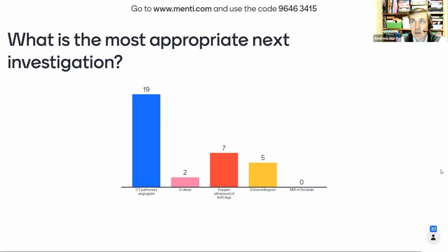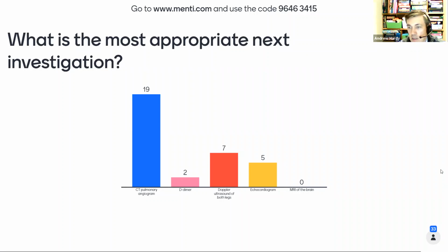But ESC feel that the advantages you get with the additional clinical information outweigh this, and even though the dose is higher, it's still not felt to be clinically dangerously higher. They still feel that CTPA is the preferred scan.